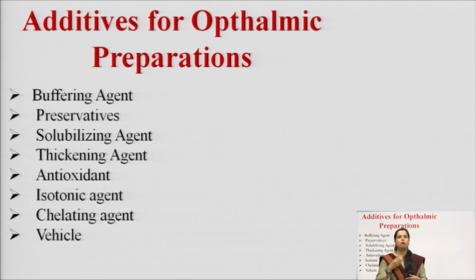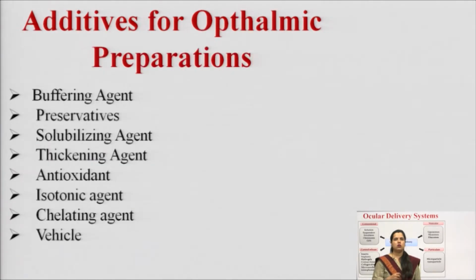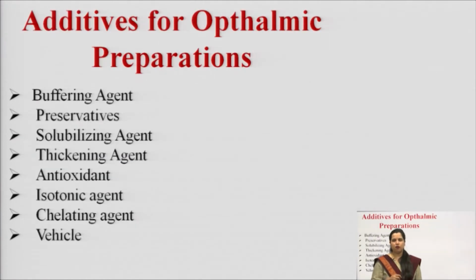required dosage form, like buffering agent to adjust the pH in the preparation, preservatives so that microbial contamination cannot develop, solubilizing agents, thickening agents to provide sufficient consistency to the preparation, antioxidants, isotonic agent, chelating agent and vehicles, that means the solvent in which the preparation is manufactured. So, these are different types of additives we use for making ocular preparations.